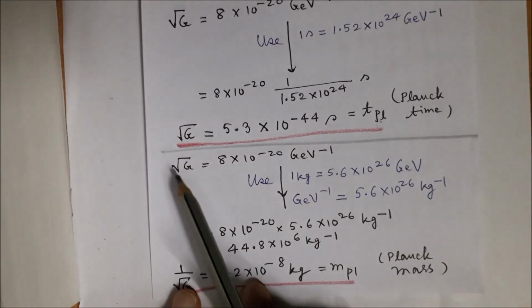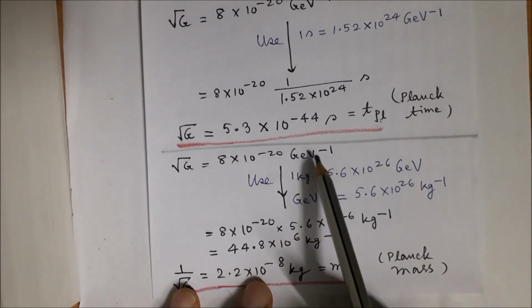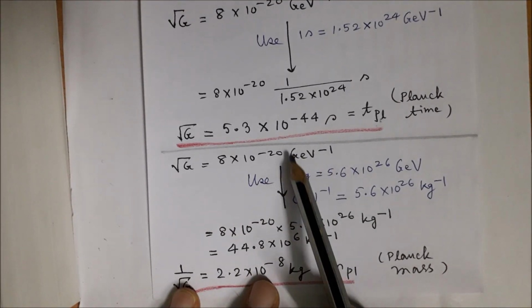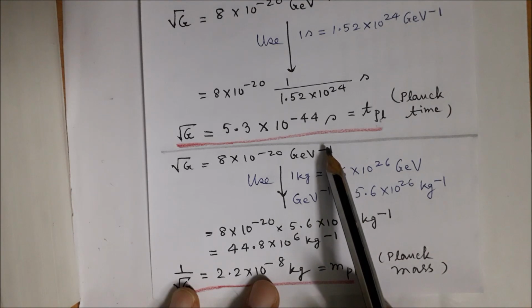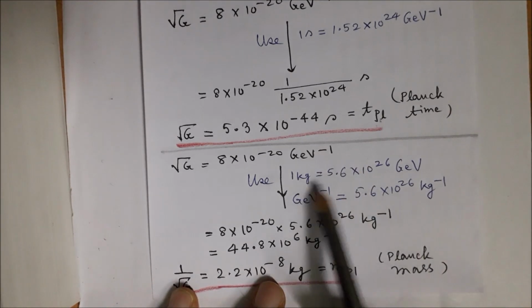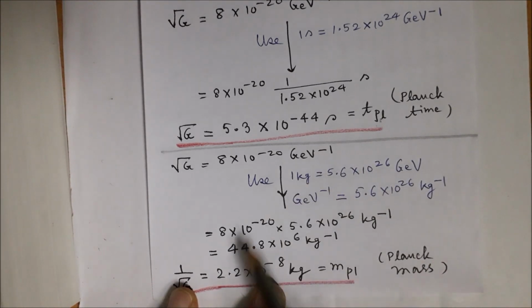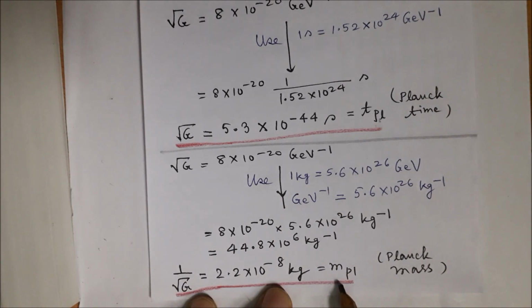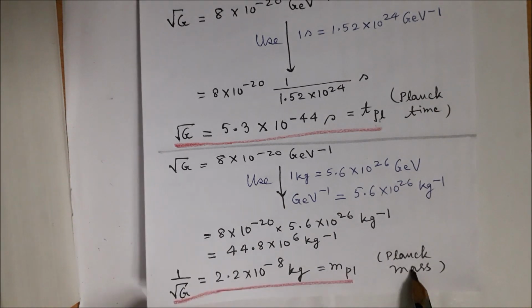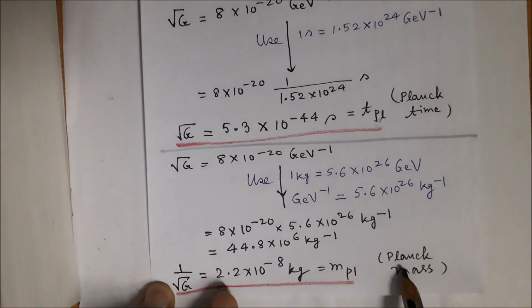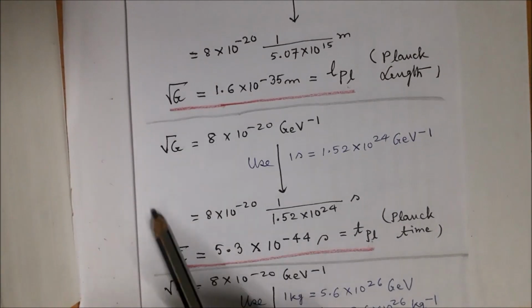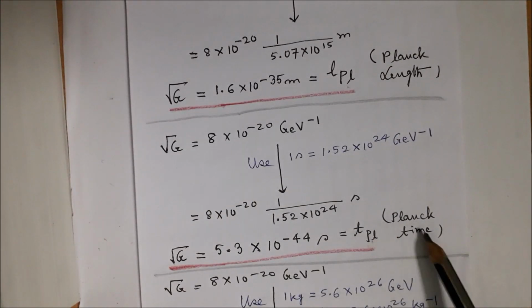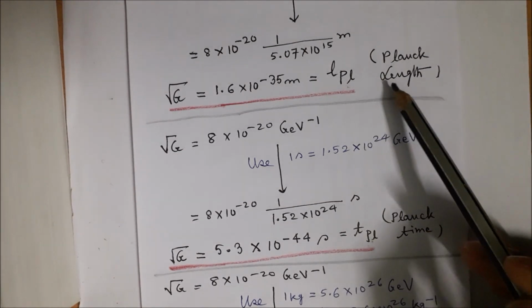And if we start from root G, the same expression, and then instead of GeV inverse, let us bring in kg inverse using this conversion factor, we end up with this relation, which is actually Planck mass. So 1 by root G is Planck mass, while root G represents either Planck time or Planck length.